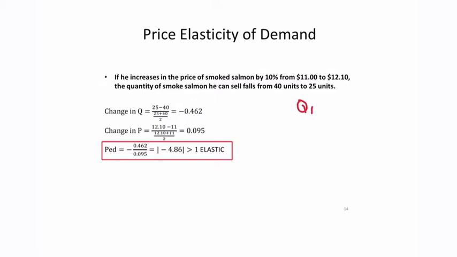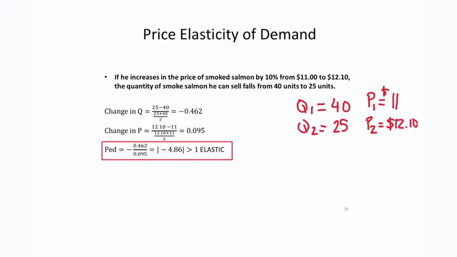To start off with, let's identify each of our variables. Quantity 1 is going to be 40 units. Quantity 2 is going to be 25 units. Price 1 is going to be $11. And price 2 is going to be $12.10. Okay, so now all we have to do is plug in our numbers.